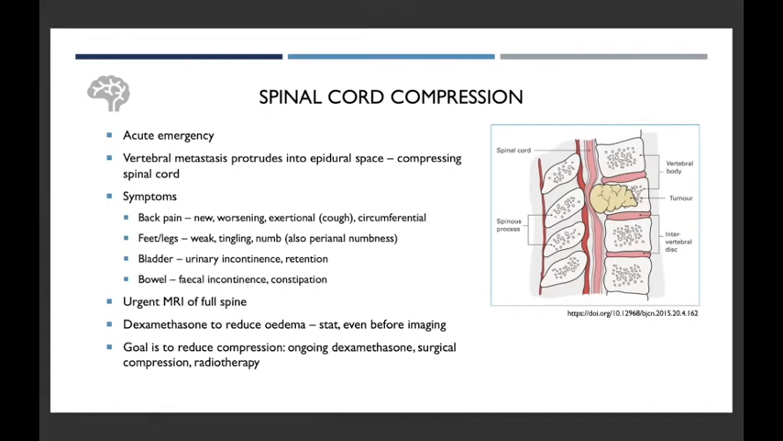An urgent MRI of the full spine is needed to see where the compression is, because there can be multiple levels of compression, so don't just localize it to one area of the spine. We can also give them dexamethasone, once again to reduce the swelling, and this can be given even before the diagnostic imaging has come back. The goal of the care is to reduce the compression, whether dexamethasone is enough for this, or if we need some surgical decompression or radiotherapy for this.